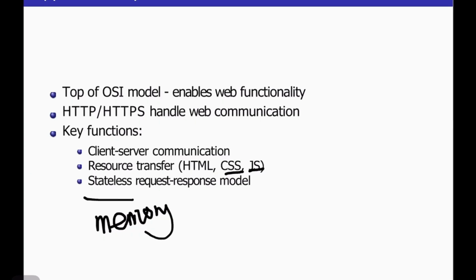So if something is stateless, that means that it has no memory. If it has state, then there's memory attached to the thing. So we have state and stateless. Stateless means no memory. What this is trying to say is that the request-response model is stateless.